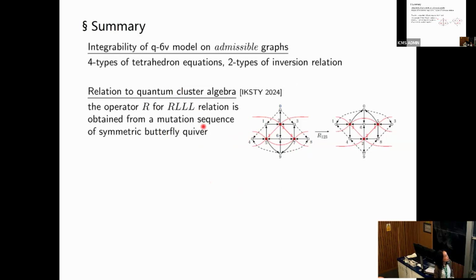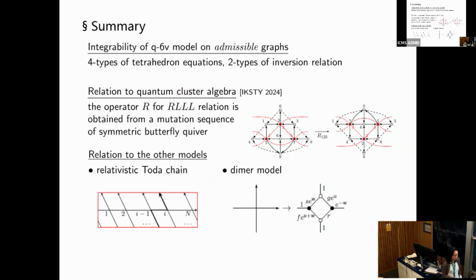There is another story with quantum cluster algebra to quantize the 6 vertex model. And interestingly, our quantized 6 vertex model can be related to many interesting integrable systems. So the first example is the relativistic quantum Toda chain. So if we consider this graph G on the torus, we can construct the commuting family, including the Hamiltonian for the relativistic quantum Toda chain by using Q-wire algebra.